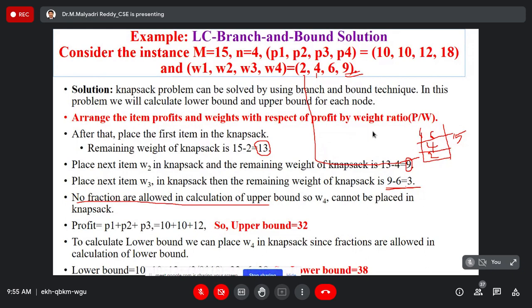So it is 10 plus the profit for the first object, the profit for the second object, and the profit for the third object. Total profit is 32. It is the upper bound. But we need to check the cost function, or lower boundary function, also.